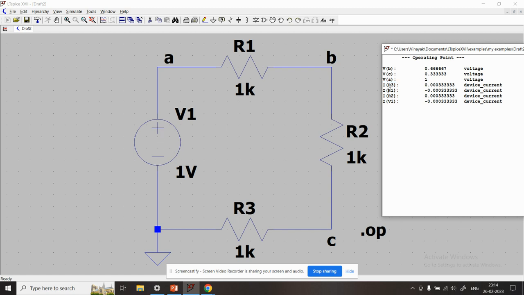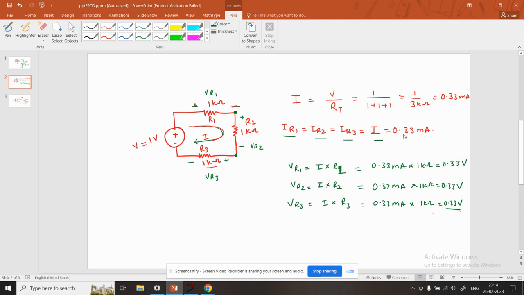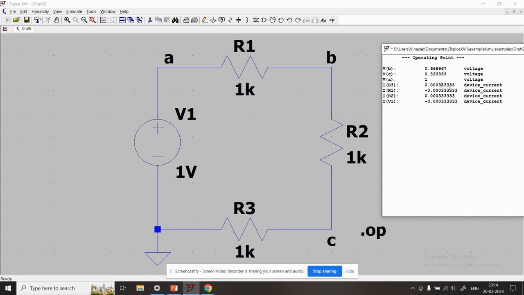Now you see IR3, IR1 and IR2, they are actually the device currents, or the current through the resistors, which was calculated as 0.33 milliampere. You see here 0.33 milliamperes, and they are what we have calculated. Now the current delivered by the voltage source is again the same 0.33 milliampere.